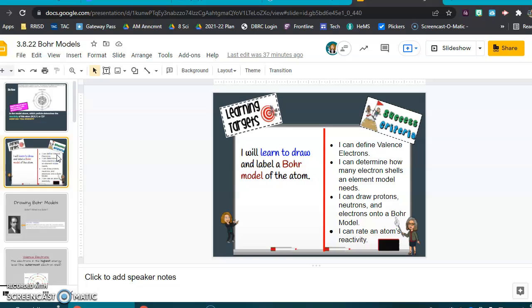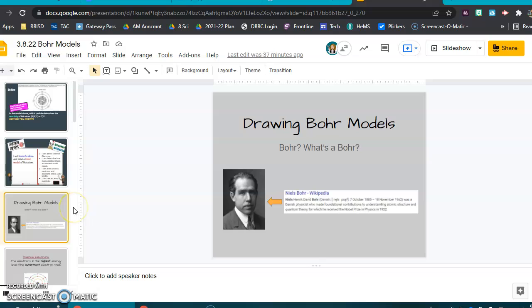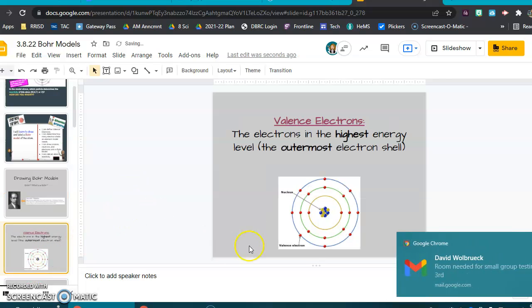So today I will learn to draw and label a Bohr model of the atom. I can define valence electrons, determine how many shells an element model needs, draw protons and neutrons onto a Bohr model, and rate an atom's reactivity. So drawing a Bohr model, what's a Bohr? Well, Niels Bohr was the quantum physicist who discovered the understanding of atomic structure, and he received a Nobel Prize.